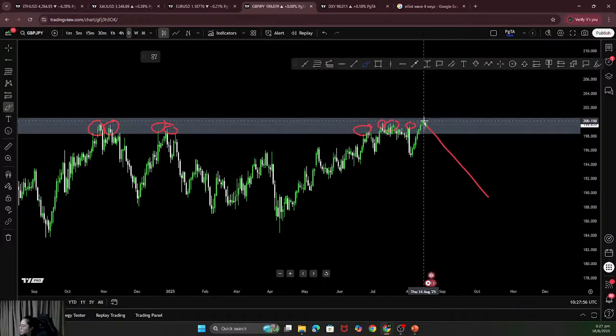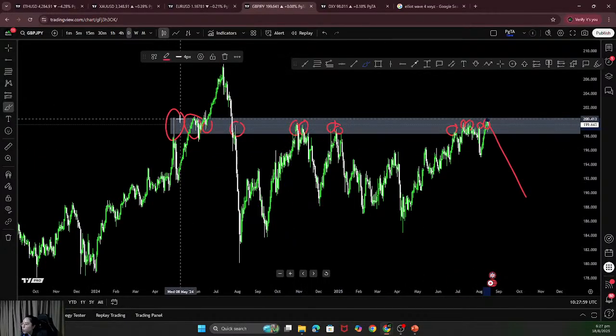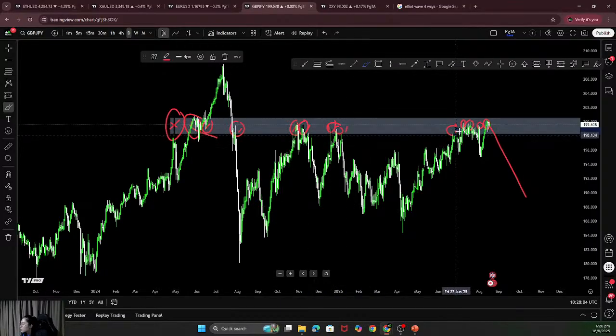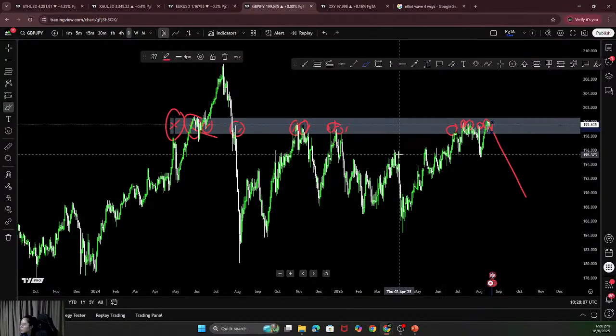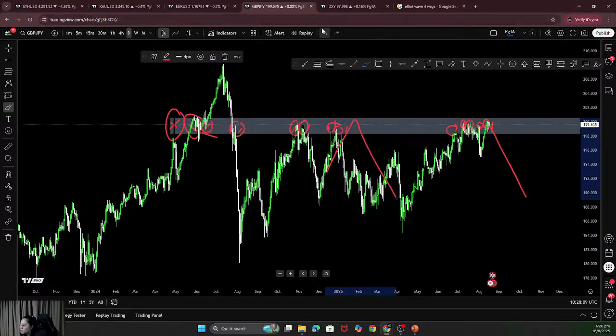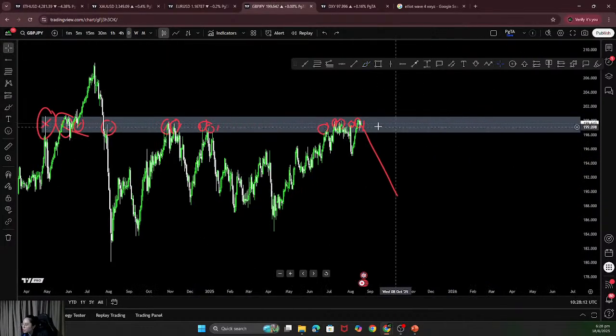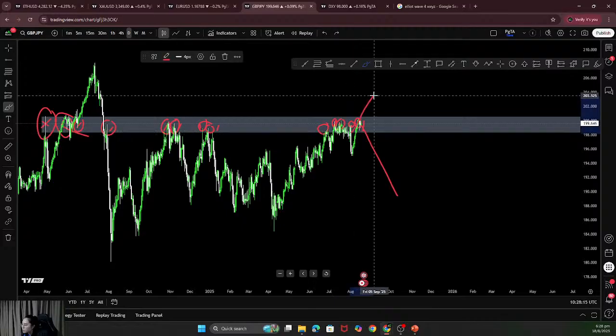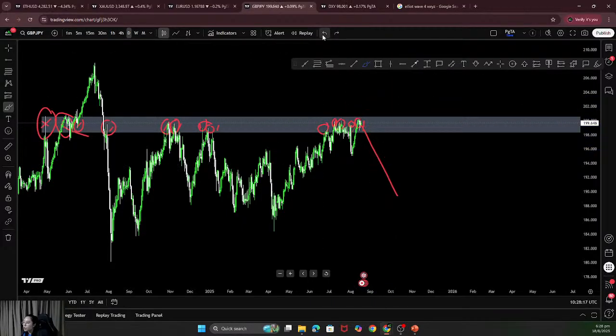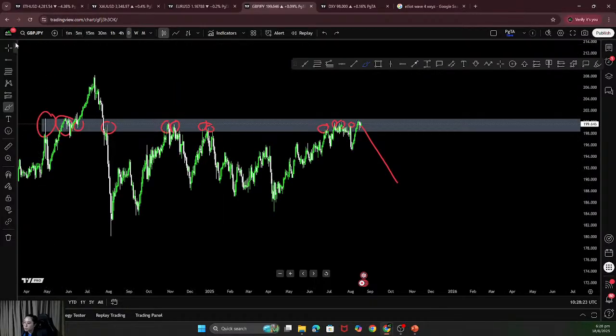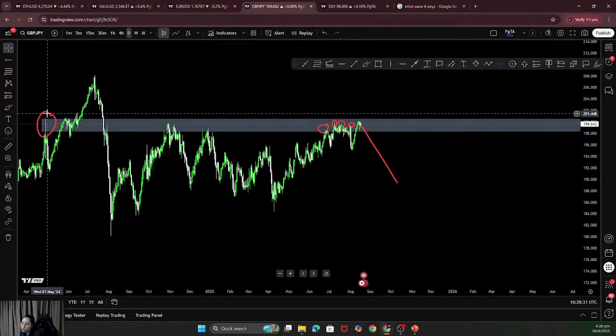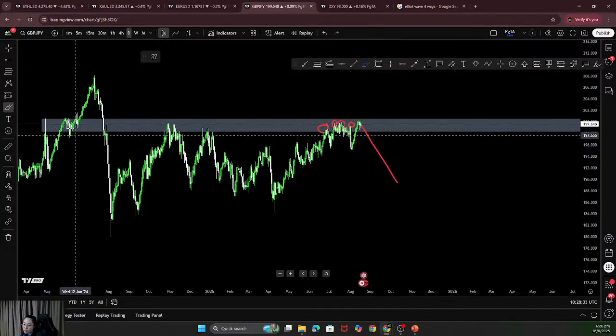Okay, and now it's here for the 12th time. Look, 13 times price came here and reversed. Is it going to break out now on the 14th time, or is it going to reverse on the 14th time? Based on data, I'm going to assume it's going to reverse for the 14th time. So just remember this: it came here 13 times, and 13 times it reversed.